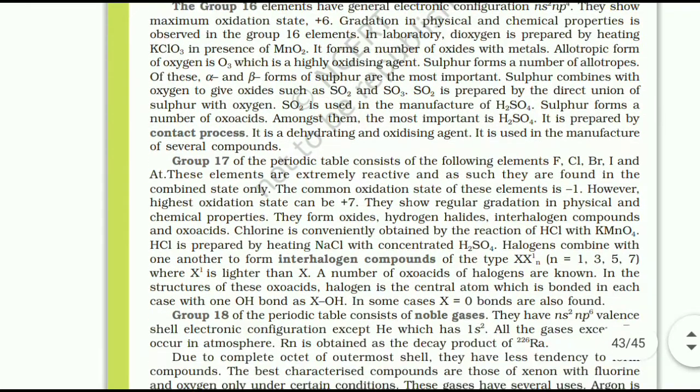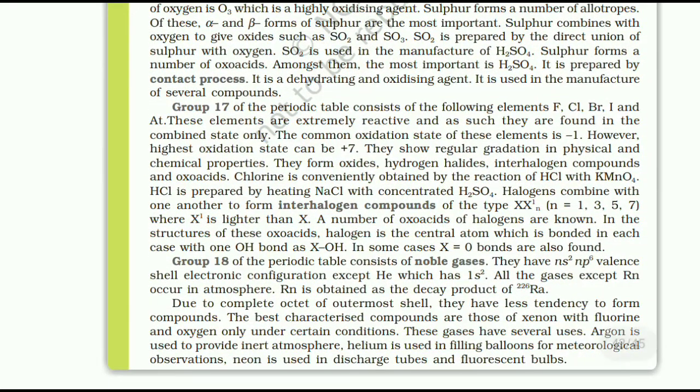Group 17 of the periodic table consists of the following elements: fluorine, chlorine, bromine, iodine, and astatine. These elements are extremely reactive and as such are found only in the combined state. The highest oxidation state can be +7. They show regular gradation in physical and chemical properties. They form oxides, hydrogen halides, interhalogen compounds, and oxoacids.